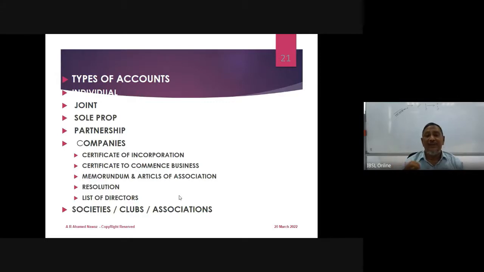The companies can be a public company or a private company. The certificate of incorporation is a must. For a public company, the certificate of commencement of business can be obtained, then the memorandum and articles of association, a resolution to open the account, and a resolution appointing directors authorized to open the account. Two resolutions must be there. Then a list of directors, Form number 42, has to be obtained. Some of the documents. Then opening accounts for societies, clubs and associations.